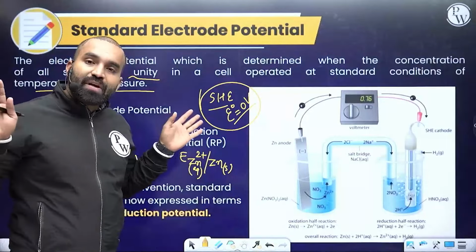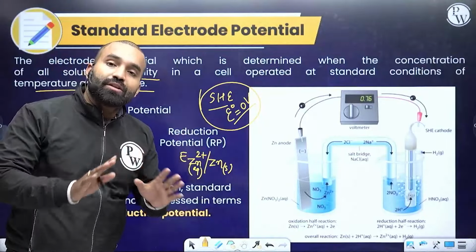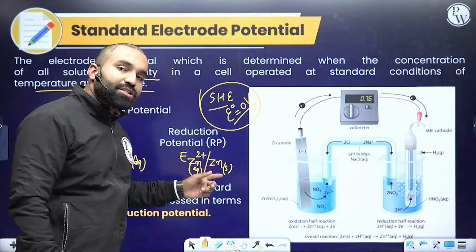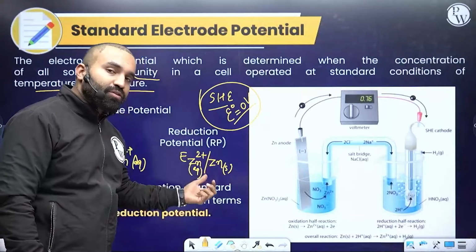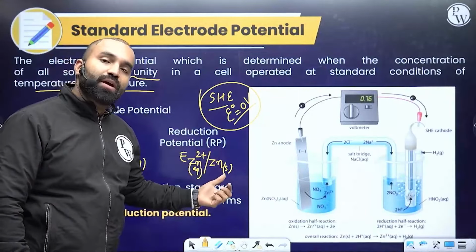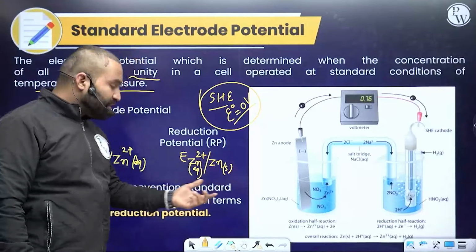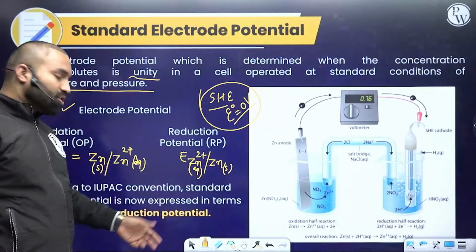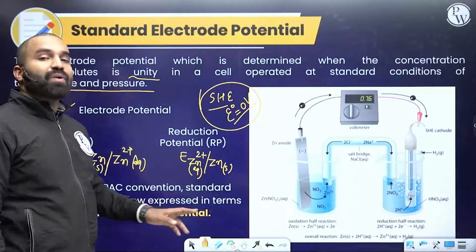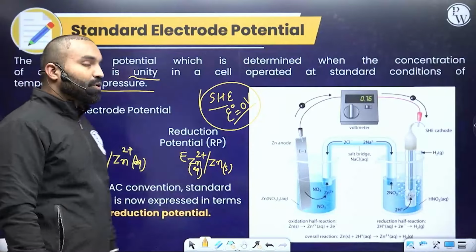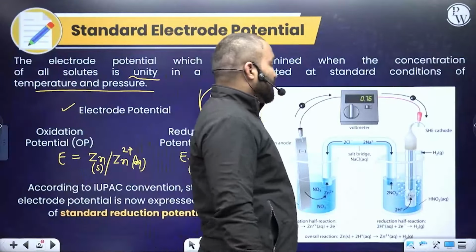If nothing is mentioned in the question, if they do not say what kind of potential you mean, it has to be always considered to be reduction potential. Whose order is it? Whose convention is it? By IUPAC, International Union of Pure and Applied Chemistry.